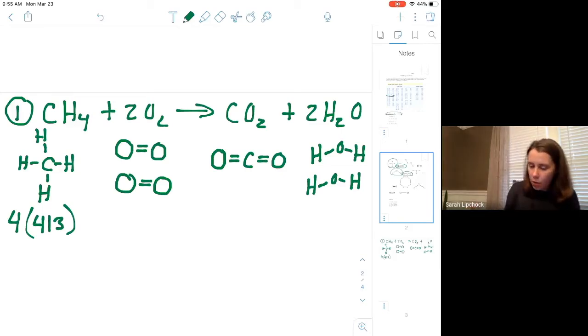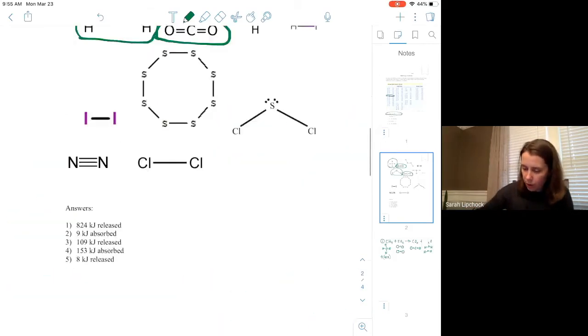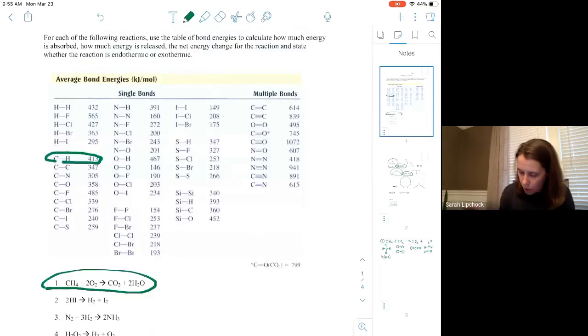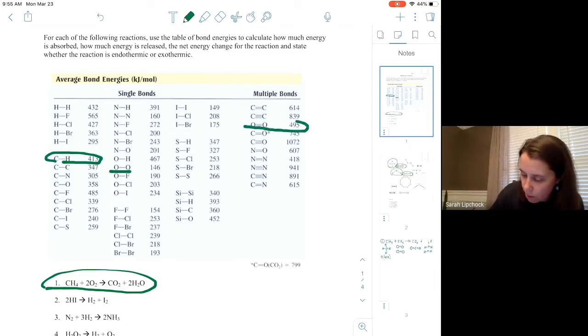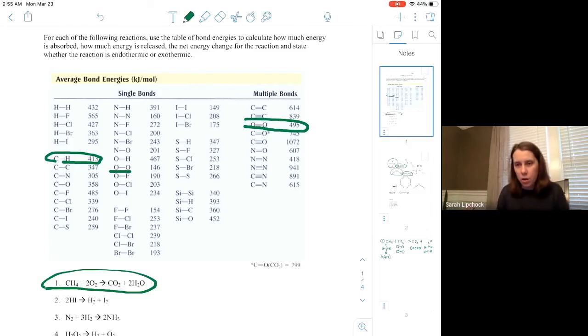Okay, now over here for our O2, we're going to go up and find O double bond O. There's an O single bond O here, but that's not the one we want. That is not the same as a double bond, and 2 single bonds is not equivalent to a double bond either. So you actually want to find the O double bond O, which is over there. So that's 495.